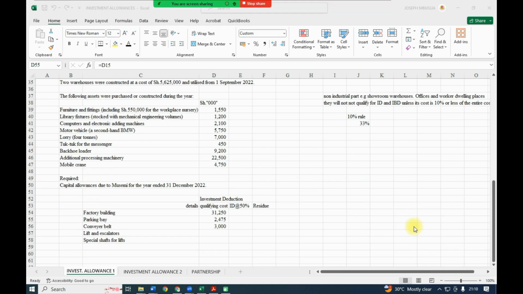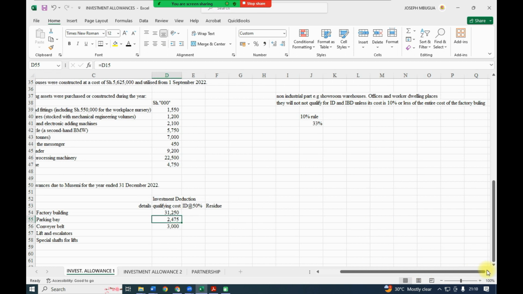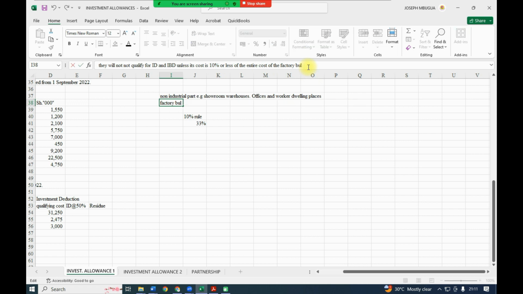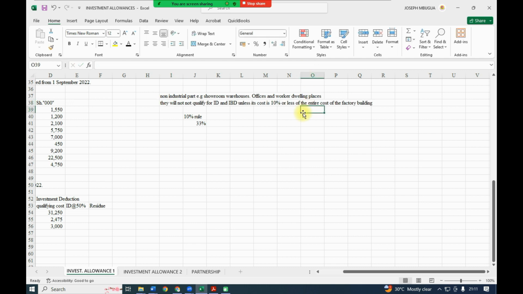For ID. So that one we are calling the 10% rule, whereby we are looking at the non-industrial part, which includes the showroom, the warehouse, offices, and worker dwelling places. We are saying they will not qualify for either ID or IBD unless its cost is 10% or less of the entire cost of the factory building. So let me change this. Factory building, that way. So now we have calculated our 10% rule.